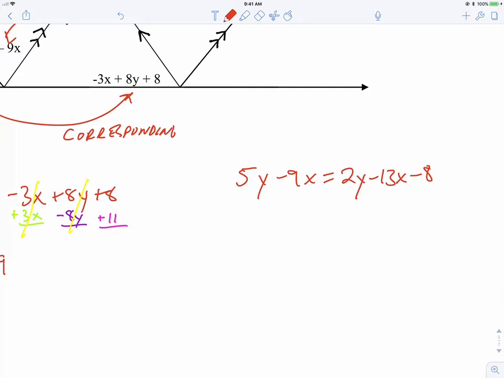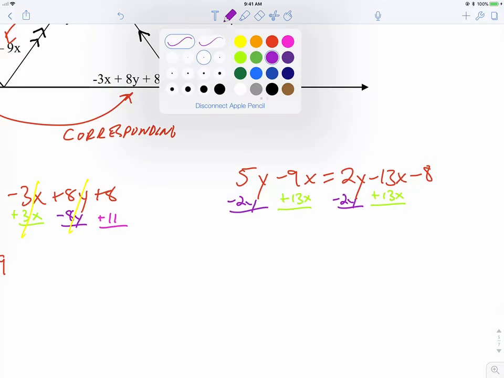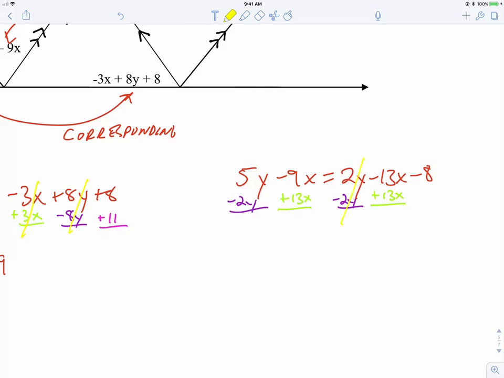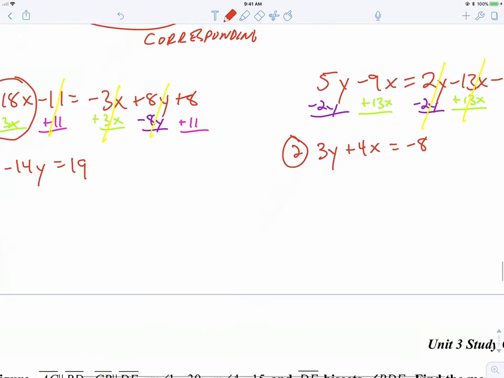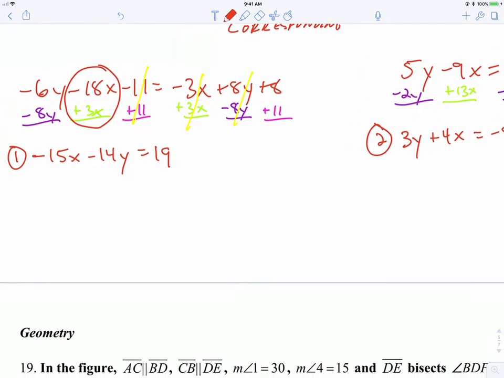So again, we want standard form. So we're going to add 13x to get all the x's on the left. Then, whoops, the purple. We're going to subtract 2y off both sides to get all the y's on the left. And that should do it. So these are going to cancel and those are going to cancel. For here we get 5y minus 2y is 3y. 13 minus 9 is 4x equals negative 8. There's our second equation. So now we make our system and solve.